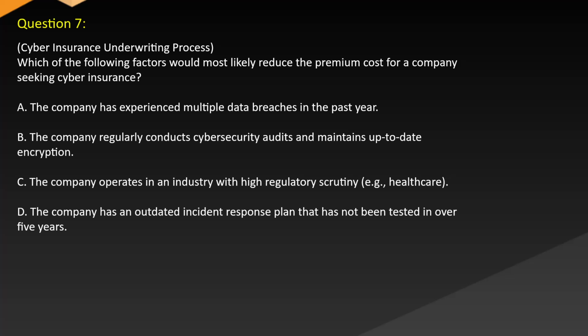Question 7. Cyber insurance underwriting process. Which of the following factors would most likely reduce the premium cost for a company seeking cyber insurance? A. The company has experienced multiple data breaches in the past year. B. The company regularly conducts cybersecurity audits and maintains up-to-date encryption. C. The company operates in an industry with high regulatory scrutiny, e.g., healthcare. D. The company has an outdated incident response plan that has not been tested in over 5 years.